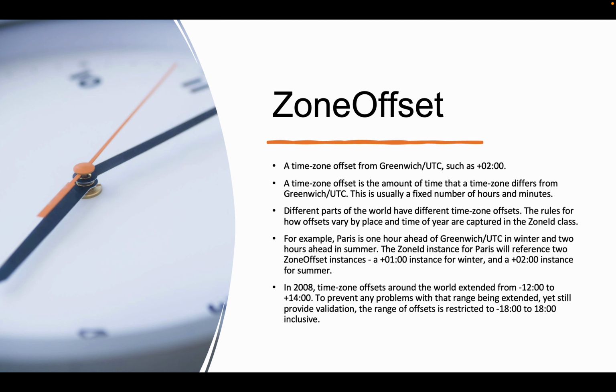The rules for how offsets vary by place and time of year are captured in ZoneId class. For example, Paris is 1 hour ahead of Greenwich UTC in winter and 2 hours ahead in summer. So the ZoneId instance of Paris will reference two offset instances, a +01 hour instance for winter and a +02 hour instance for summer. So in 2008, the time zone offsets around the world extended from -12 hours to +14 hours. To prevent any problems with that range being extended, yet still provide a validation, the range of offsets is restricted to -18 hours to +18 inclusive.